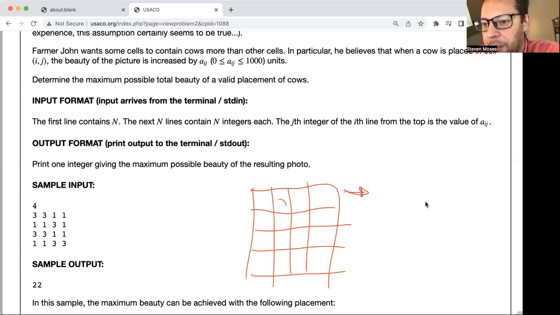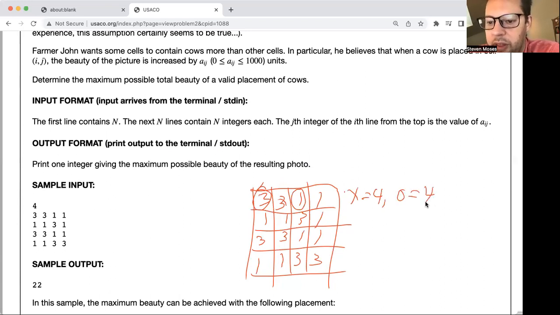Let me rewrite this here. So let me write this with the grid numbers: 3, 3, 1, 1, 1, 1, 3, 1, 3, 3, 1, 1, 1, 1, 3, 3. So on this top row, if I were to take X's, again, it's going to be X, O, X, O. If I were to take X's, then I would have 3 and 1. So X is worth 4. And if I were to take O, that would be worth 4. So that top row, regardless of whether I take X or O, I'm going to get the same number.